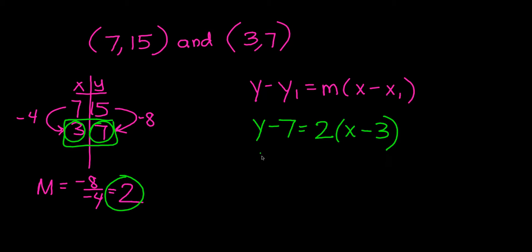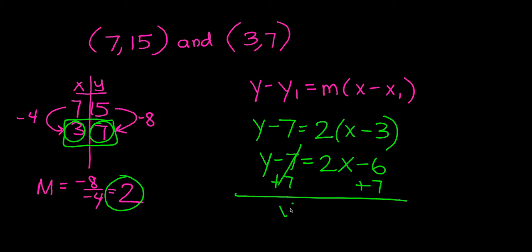And that's going to give me y minus 7. And when I have a number outside of a parentheses, I can use the distributive property, 2x minus 6. And then, to get y by itself, I can add 7 to both sides, and I'm going to end up with y equals 2x plus 1.